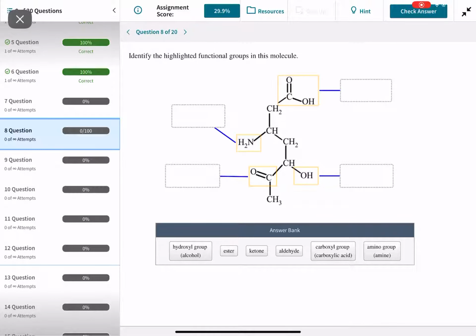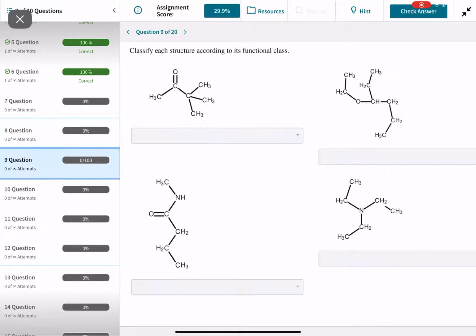Also, there's a little bit of discrepancy here. Hydroxyl group, alcohol, our book calls it alcohol. Carboxylic acid, which Sapling calls carboxyl group. So don't be thrown by any of these names in parentheses. And you've got several of these problems where it's asking you to just identify the functional group.